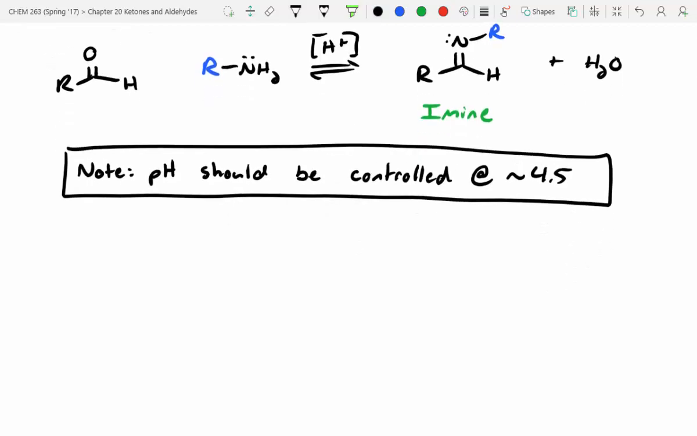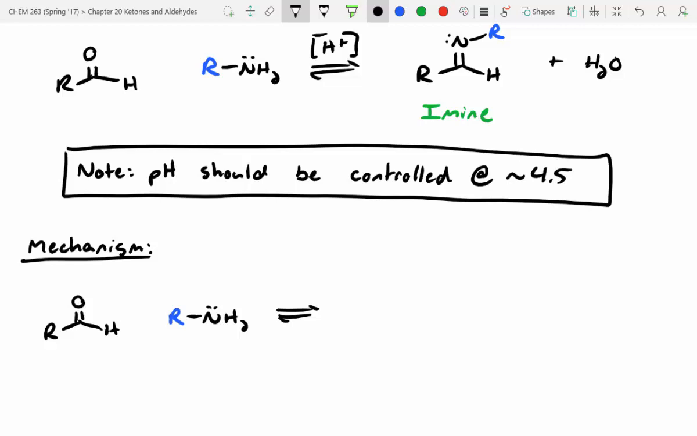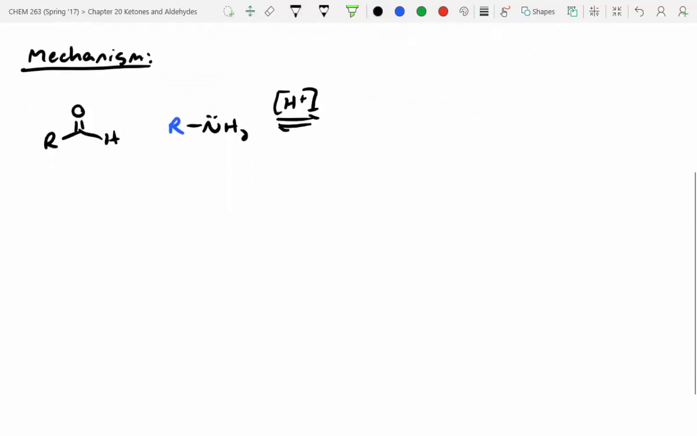All right, so let's take a look at this. One thing I will say is depending on the textbook that you look at, the mechanism may differ in the proton transfer steps, so just be aware of that. So we've got our aldehyde, and we've got our amine. Actually, I'm just going to keep the color scheme going. And we've got our acid. All right, so the first step, I'm going to show it a little bit differently than the Klein textbook. Don't freak out. I'm just trying to keep things consistent.